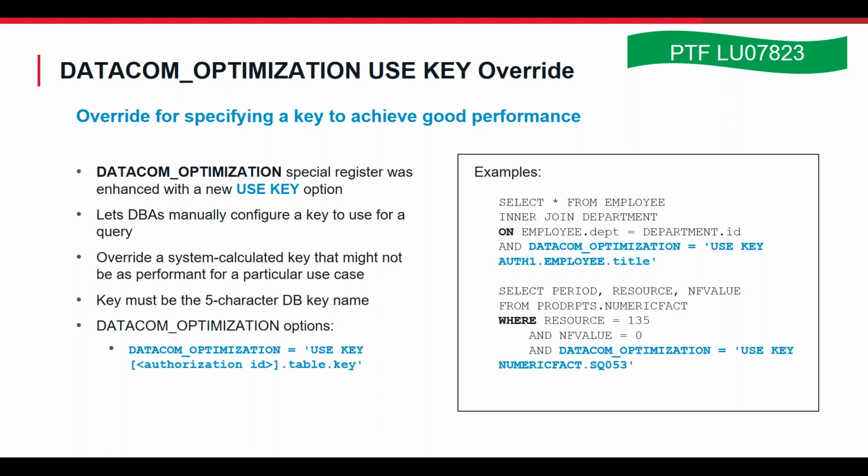It's actually supported on both ON clauses and WHERE clauses. It's actually the only Datacom optimization available on the WHERE clause. But this is the syntax. It uses the 5-character DB key name. And these are a couple of examples. And again, you could basically look at the indexes available on a table, as well as the performance report, to dive into more details there to improve that query. Next slide, please.